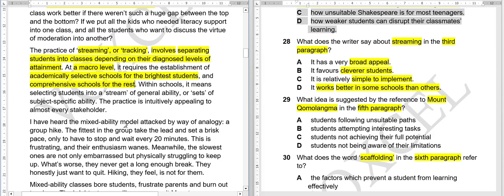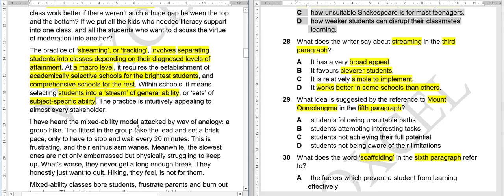Within schools, it means selecting students into a stream of general ability or sets of subject ability classes. If we're talking about the school level, within a school, you have to select students according to their general ability or subject specific ability. Maybe some students, even the brightest students, will have some kind of favoritism. Some students will be brilliant in mathematics, some may be brilliant in science or other subjects. So we have to do that as well.